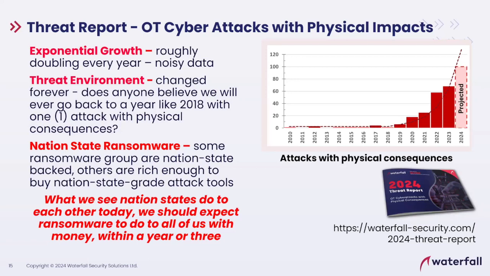There was a time 10 years ago when we would look around and say, yeah, but we're just a medium-sized power plant. We're just a smaller water treatment system. Why would a nation state come after us? Well, today, ransomware groups, the most sophisticated ransomware groups, have the tools and techniques of nation states, and they're coming after everyone with money. Do we have money? Yes. Then sooner or later, one of these powerful ransomware attacks is going to come after us. This is the new reality.